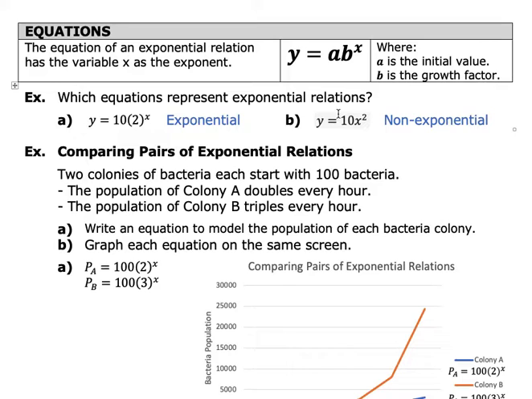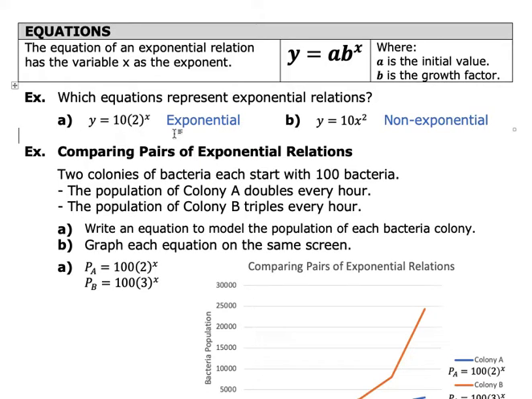So if we have the following, which equations represent exponential relations? When we look at this equation, the variable x is the exponent, and that is a key characteristic of an exponential relation. The second example, 10x squared, is non-exponential. The variable x is not the exponent, it's the base in this case. And this is a degree 2 polynomial. We should be able to identify this as a quadratic relation.